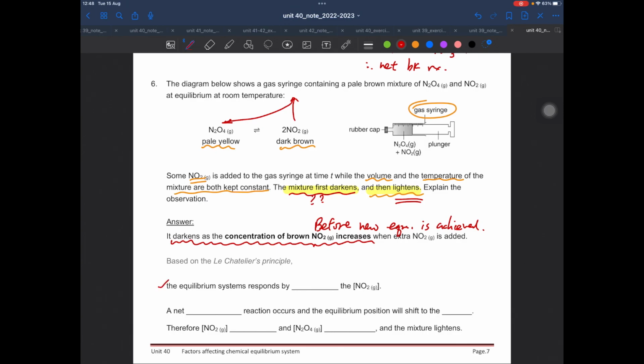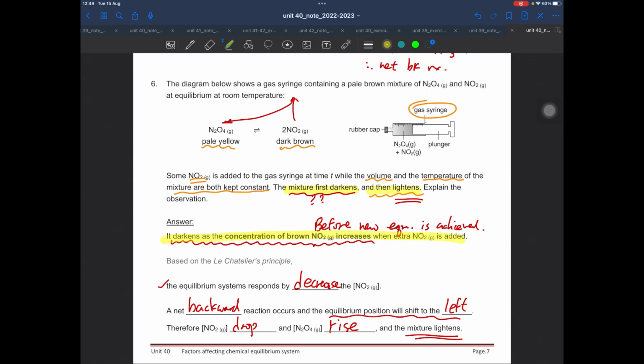Then, according to Le Chatelier's principle, the system will respond by decreasing the NO2 and net backward reaction, and the position will shift to left. That's why NO2 will drop and N2O4 increases or rises, and the reaction mixture becomes lighter.